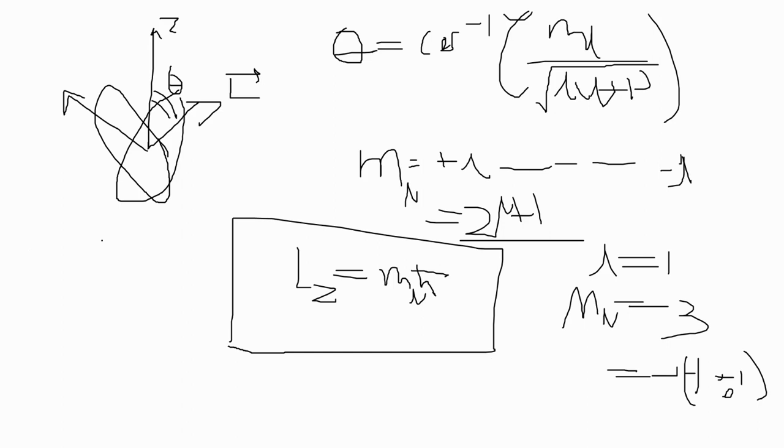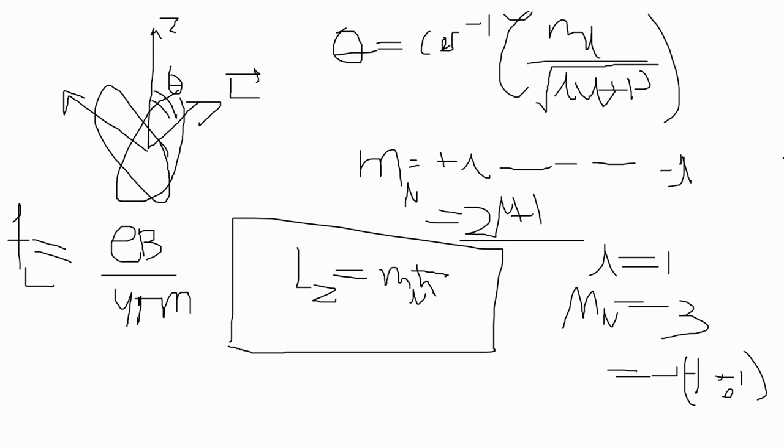The precession of this orbit is known as Larmor precession, and the frequency of precession is eB by 4 pi m, where B is the strength of the magnetic field applied, m is the mass of the electron, and e is the charge of the electron.